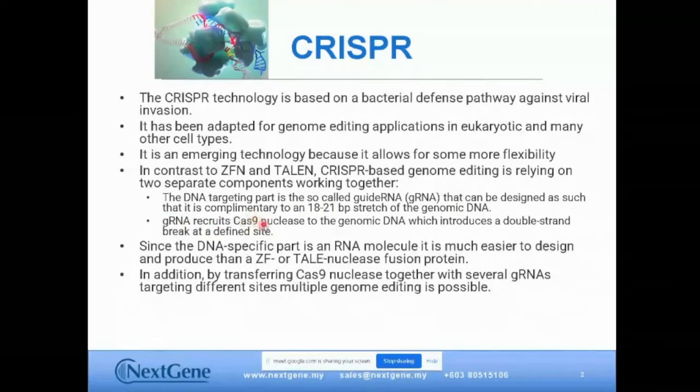The Cas9 protein is a nuclease that cuts the DNA like a scissor. These two form a complex and go to the targeted region of the genomic DNA and introduce a double-stranded break at the defined site. Since the DNA specific part is the RNA molecule, as mentioned earlier, it's easier to design and produce. Whereas for ZFN or TALEN, we have to predict the protein binding to DNA and also synthesize the protein. In addition, by transferring Cas9 nuclease together with several guide RNAs, we can perform multiple genome editing at the same time.